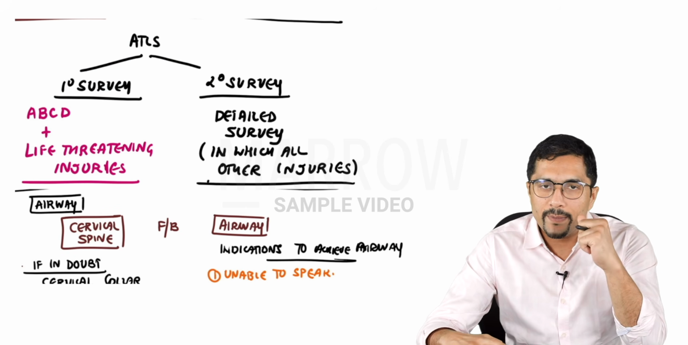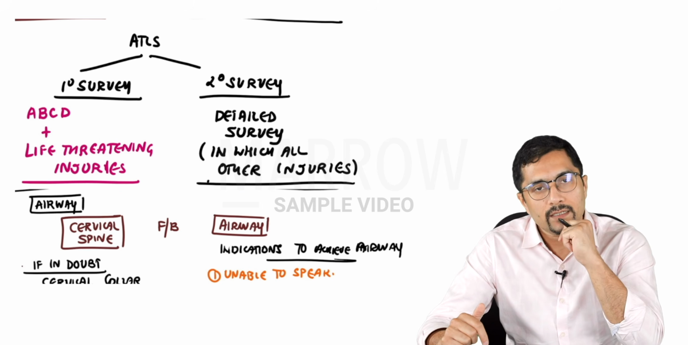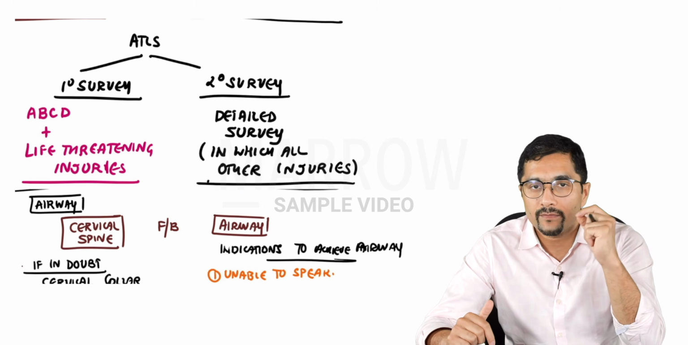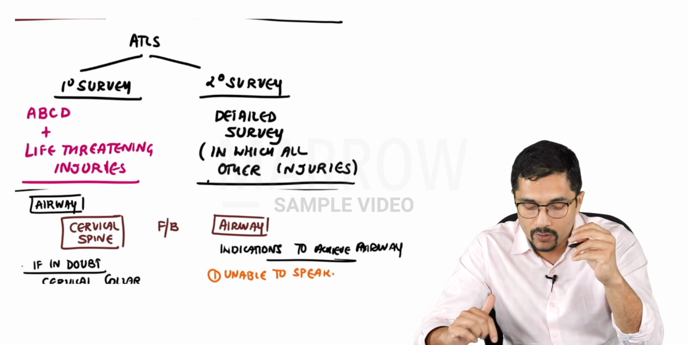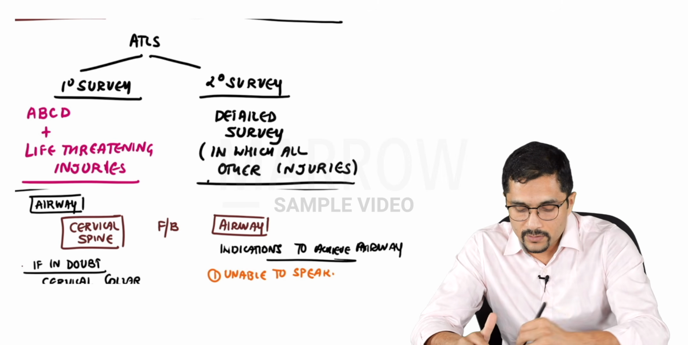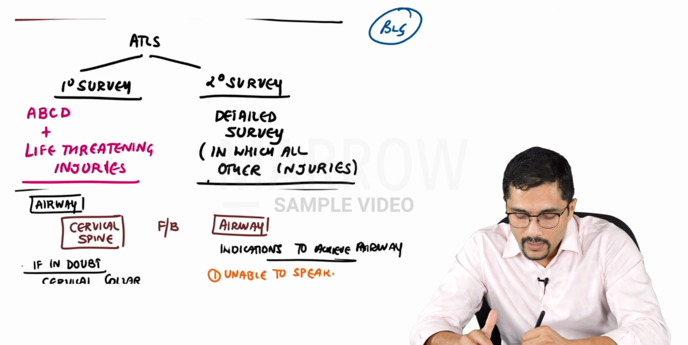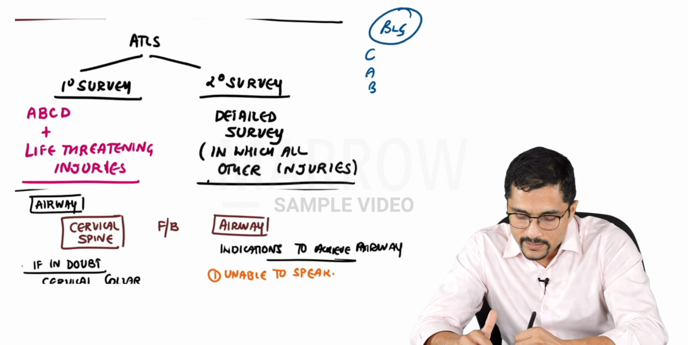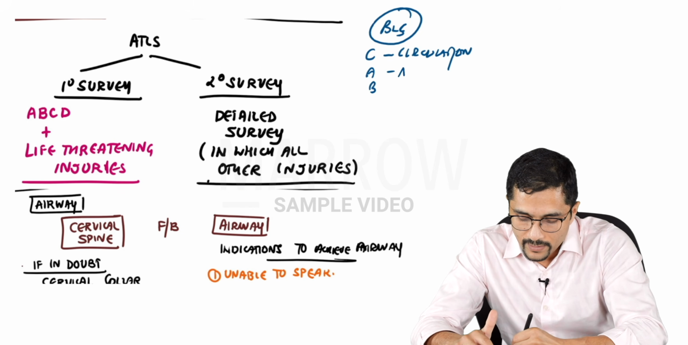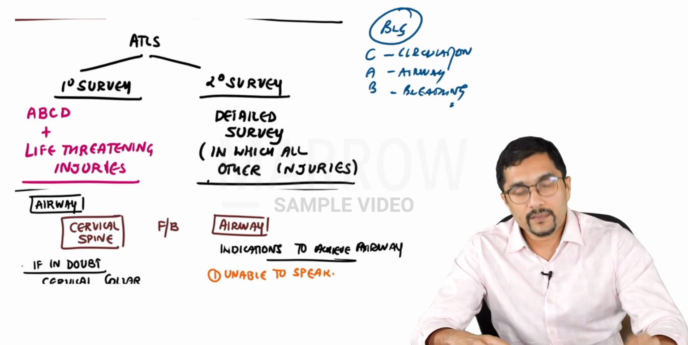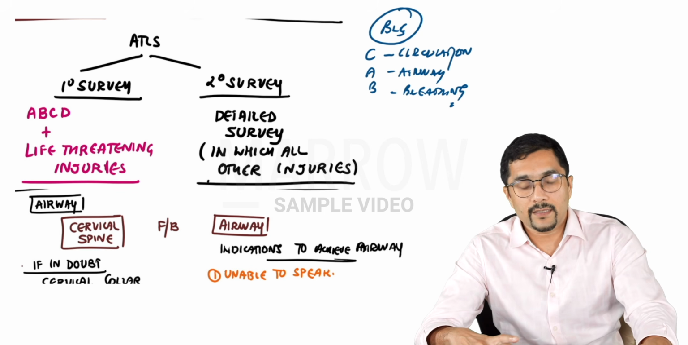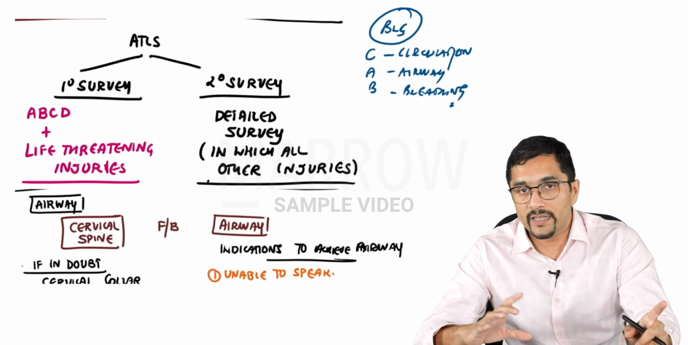Now, in trauma patients, we follow the ATLS guidelines. ATLS is Advanced Trauma Life Support. Please don't confuse them with the BLS. BLS is Basic Life Support. In Basic Life Support, it is CAB: circulation, airway and breathing. Whereas in ATLS, it is airway, breathing, circulation and disability. So both are very different.